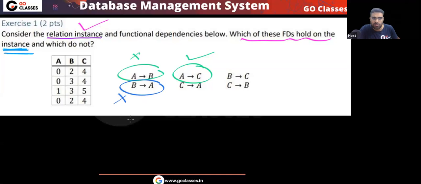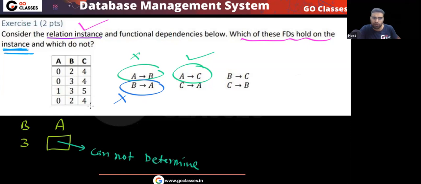This does not hold. If I give you the value of B, can you give me the value of A? You cannot determine. If I tell you the value of B is 3, can you tell me the value of A? You cannot tell me. So this functional dependency does not hold for this instance. Is this clear?